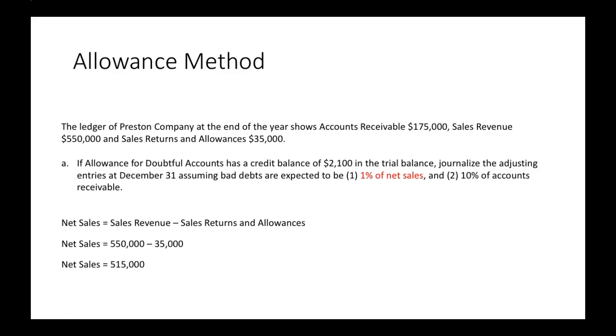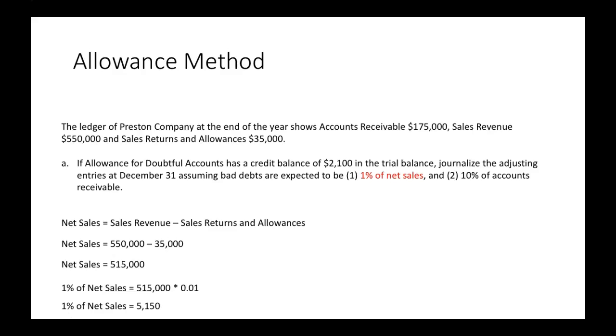Because if we need to take 1% of our net sales, we need to know first what our net sales even are. Now we can find what 1% of it is. So 1% of our net sales, we take the 515 that we just calculated, and we multiply that by 1%, or in decimal form, that's 0.01. And we get 5,150.